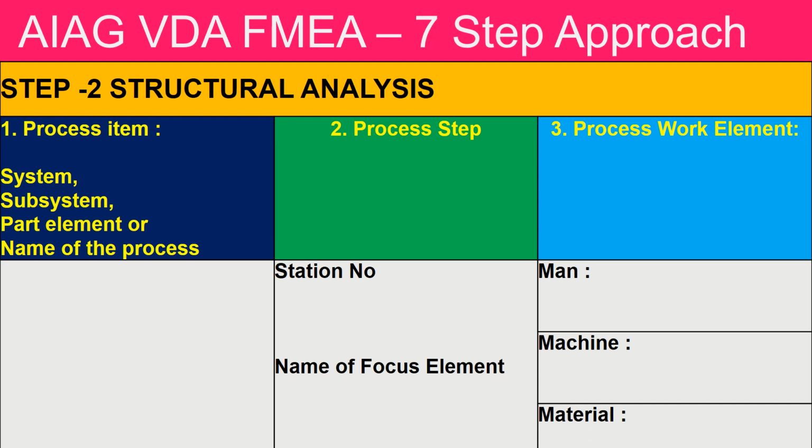The process step is the element under focus, the manufacturing operation. For example, the screwing operation for assembling part A and part B. So here you need to mention the station number, workstation number, and name of the focus element. The third is the process work element. This means the potential causes that could impact the process step. In this, we follow the 4M methodology to define the process work element.